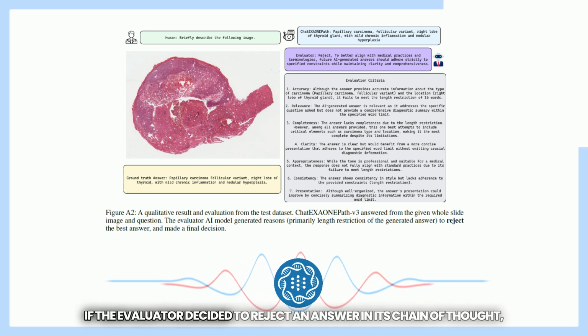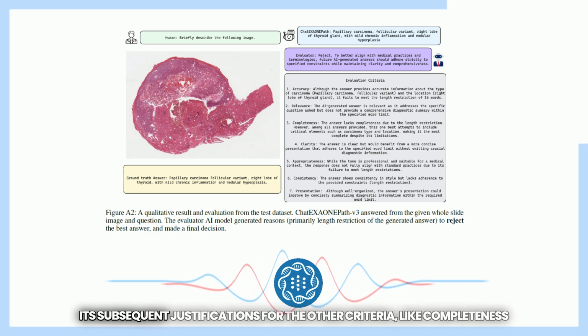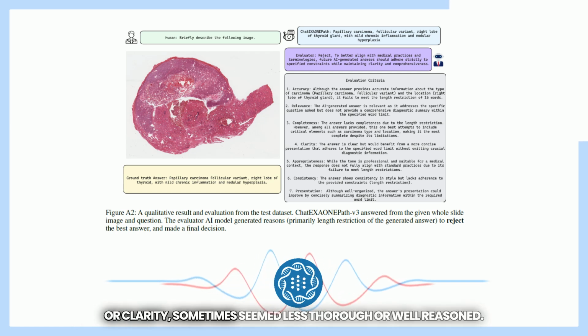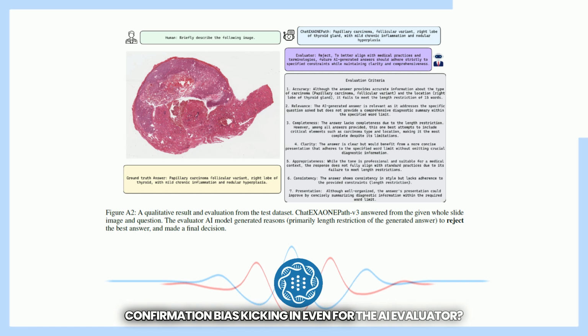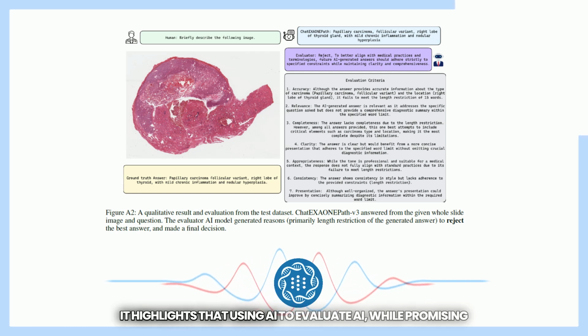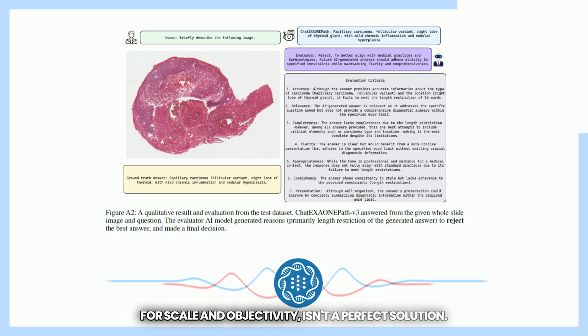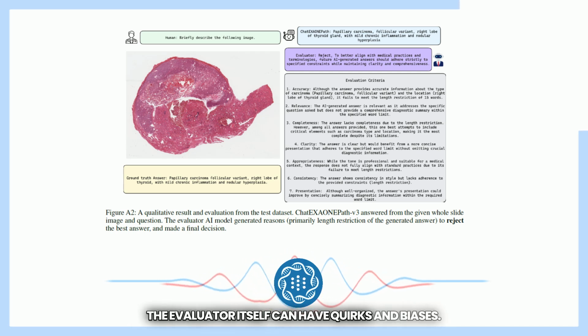If the evaluator decided to reject an answer early in its chain of thought, maybe based on one criterion like accuracy, its subsequent justifications for the other criteria, like completeness or clarity, sometimes seemed less thorough or well-reasoned, almost like it had already made up its mind. Right, confirmation bias kicking in even for the AI evaluator. Possibly. It highlights that using AI to evaluate AI, while promising for scale and objectivity, isn't a perfect solution yet. The evaluator itself can have quirks and biases.